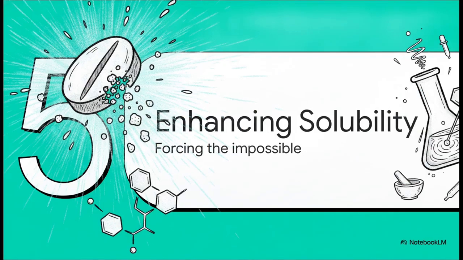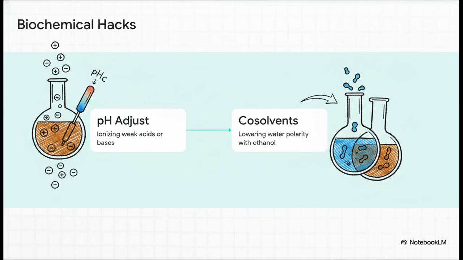And that brings us to part 5, secrets to enhancing solubility. This is the climax of our deep dive. What happens when a miracle drug stubbornly refuses to dissolve in water? Well, we start with 2 primary biochemical hacks. First up, pH adjustment. Most drugs are weak acids or weak bases. By carefully tweaking the pH of the water, we can actually force the drug to ionize. And guess what? Ions love water, which dramatically boosts solubility.